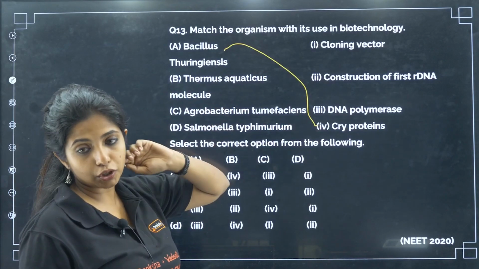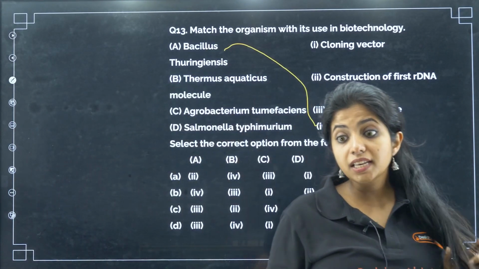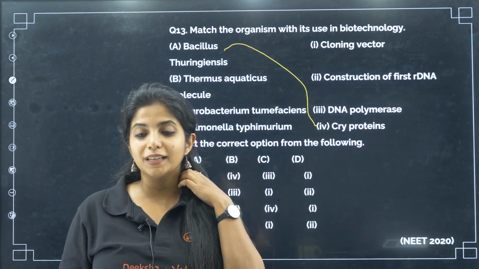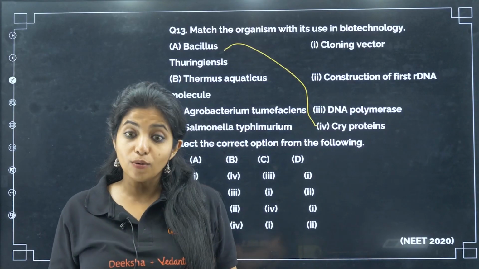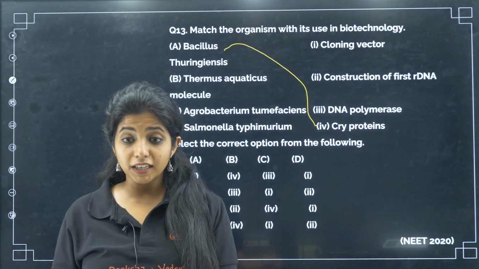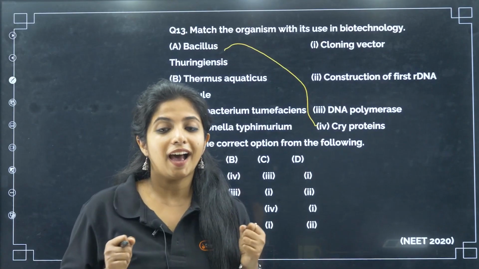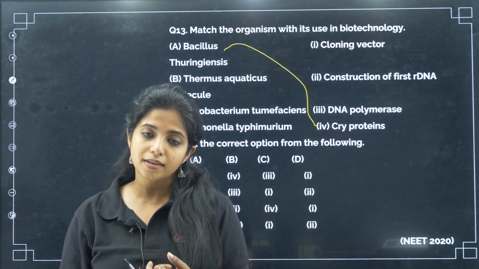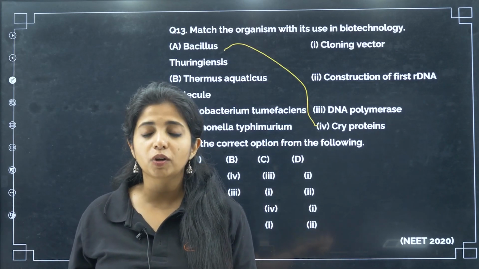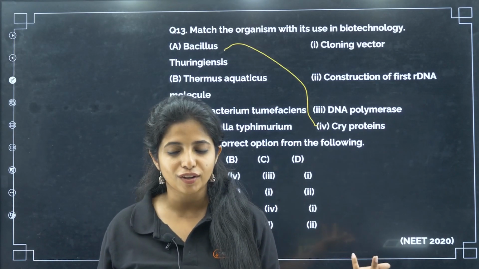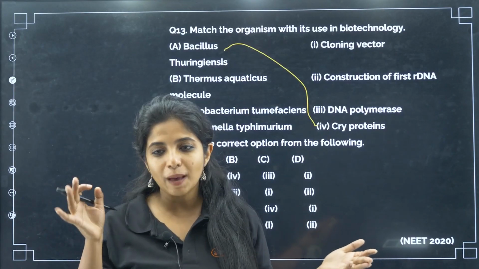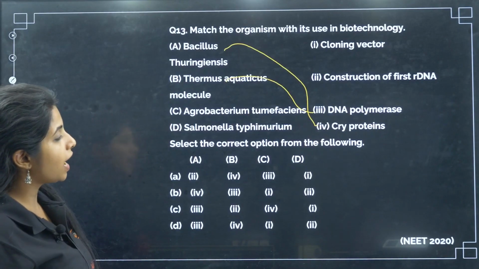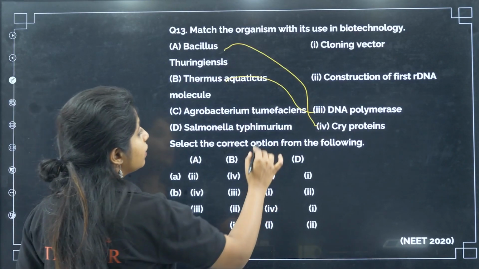Now, Thermus aquaticus is a bacteria that lives at higher temperature. When it replicates its DNA, it uses its own DNA polymerase. But since this enzyme is highly thermostable, I am going to extract this DNA polymerase from Thermus aquaticus and use it in PCR, polymerase chain reaction, because there also I need high temperature, and in high temperature there should be some enzyme that works. So I am going to borrow it from this guy. Thermus aquaticus gives me DNA polymerase. Now, Agrobacterium tumefaciens, I already told you it acts like a vector.